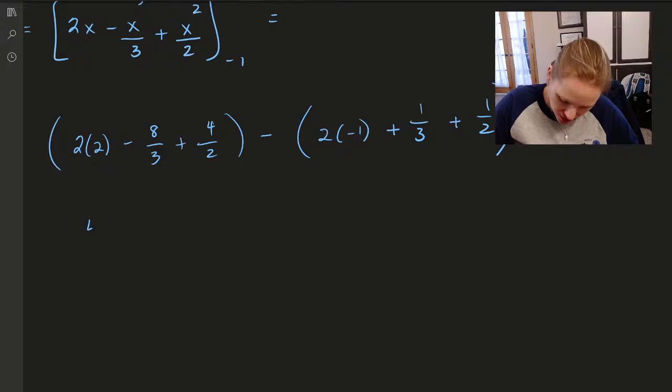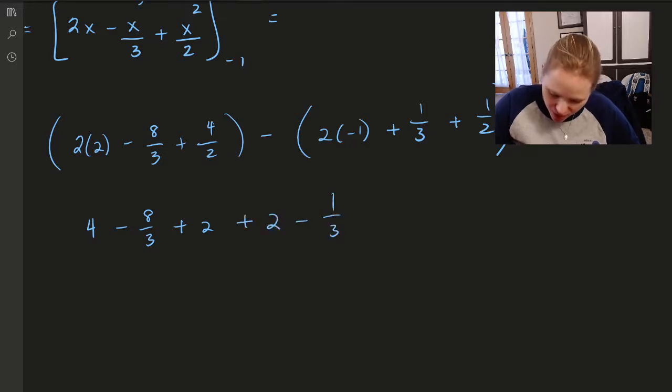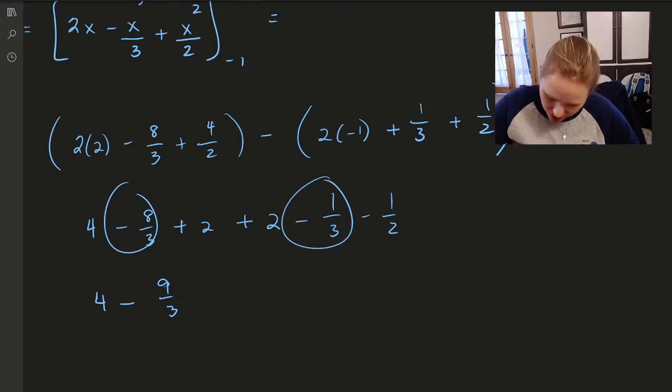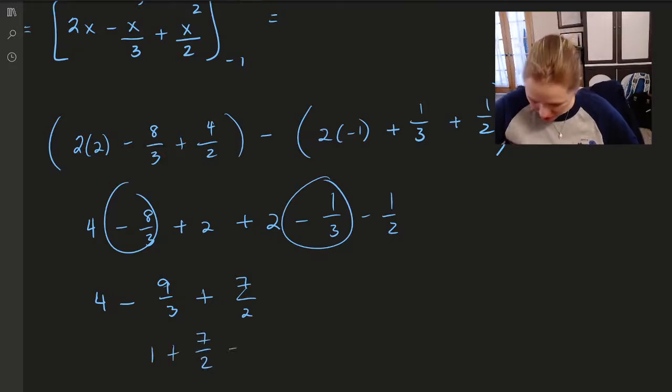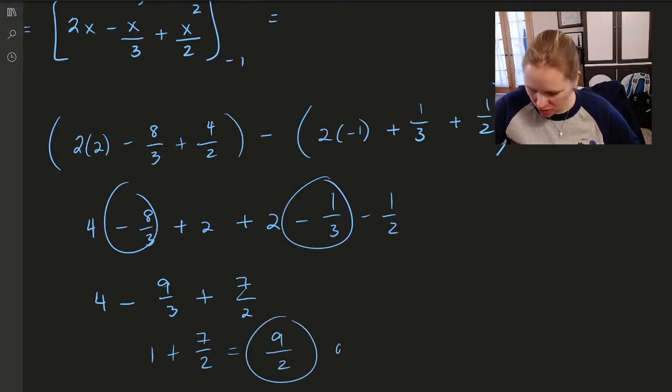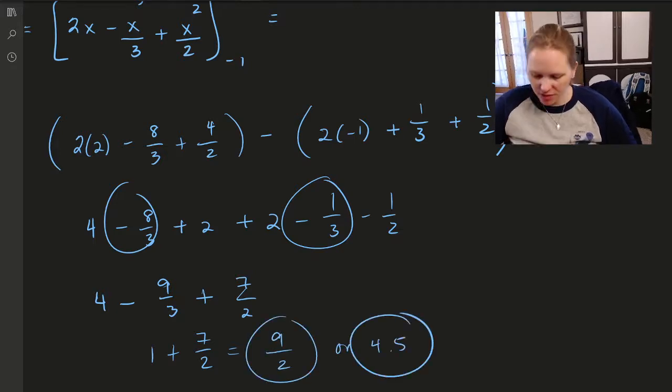Boy, this is not a pretty answer. Minus 8/3 plus 2 plus 2 minus 1/3 minus 1/2. So this is going to be 9/3. So 4 minus 9/3 when I combine these two up. Let's see, plus 2, that's 4 plus 3.5, and I'm going to write it as 7/2. 4 minus 3 is 1. 1 plus 7/2, that's 3.5, that's going to be 4.5. That's going to be 9/2, or 4.5. So that's the answer that I would get just doing this by hand.